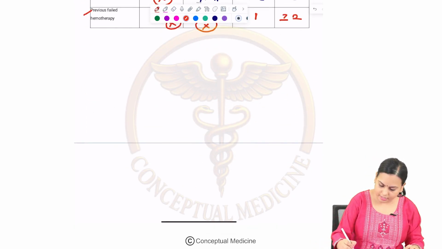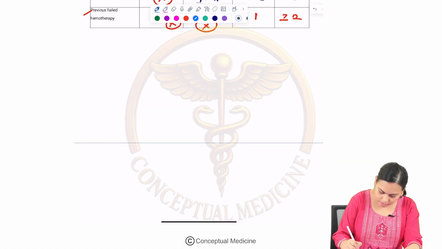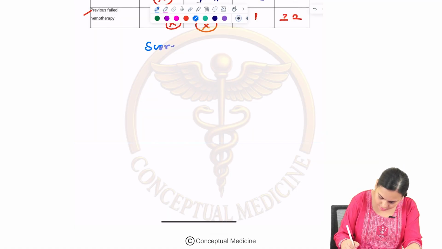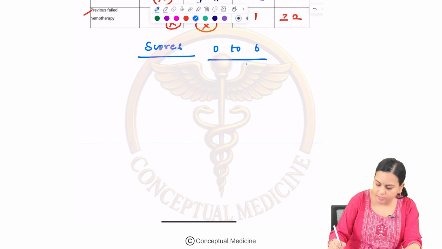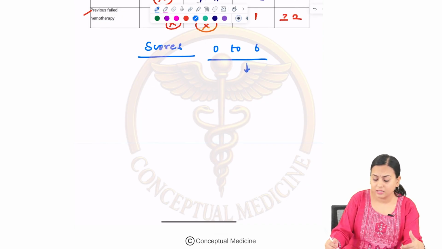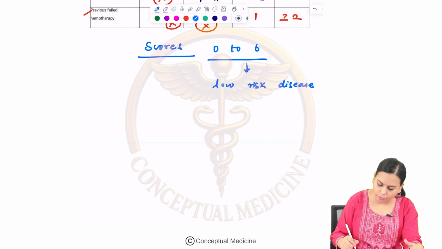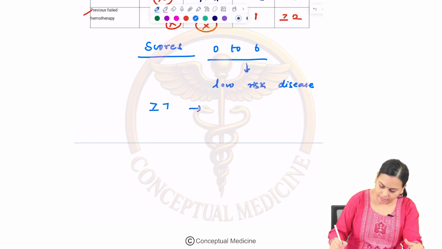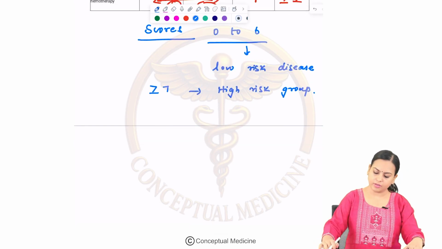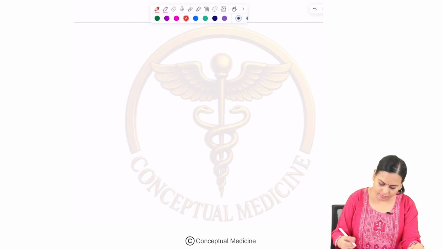Now, let us see the scores. 0 to 6, if they get that, then it means they have a low risk disease. Suppose if the scores are more than or equal to 7, then they are considered to be in a high risk group. Okay. Now, let us see about the invasive mole.